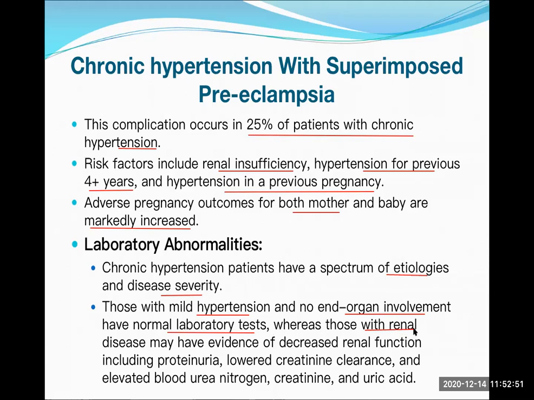Whereas those with renal disease may have evidence of decreased renal function, like increased blood urea nitrogen and serum creatinine, and there may be proteinuria also. There is lowered creatinine clearance, meaning decreased GFR. There is elevation of blood urea nitrogen, already talked about, increased creatinine in the blood, and there may be increased uric acid also because it is not excreted by the damaged kidney. So in one sentence, what I would like to highlight here is, if you do different investigations targeting the different end organ function, they may be abnormal.